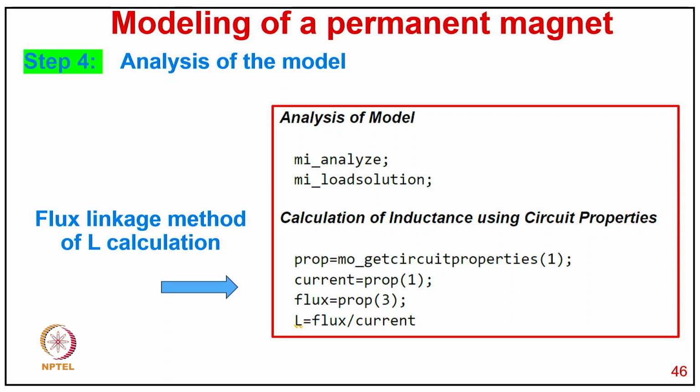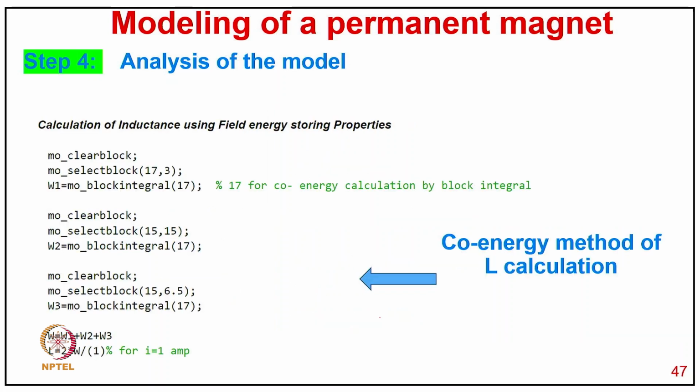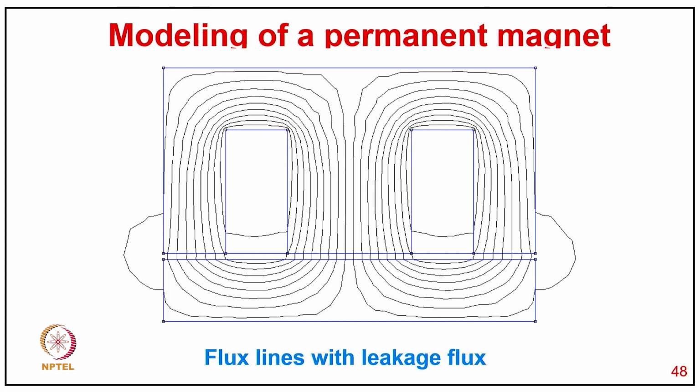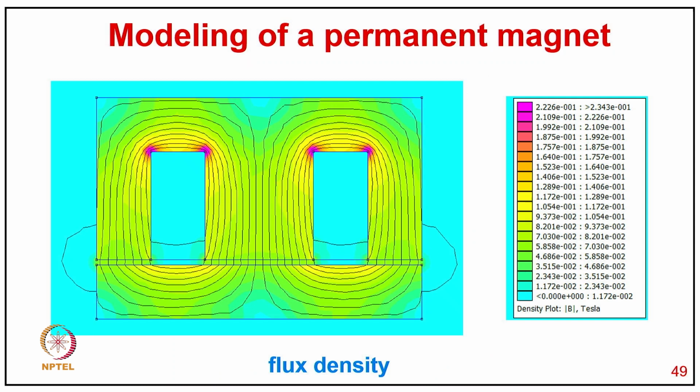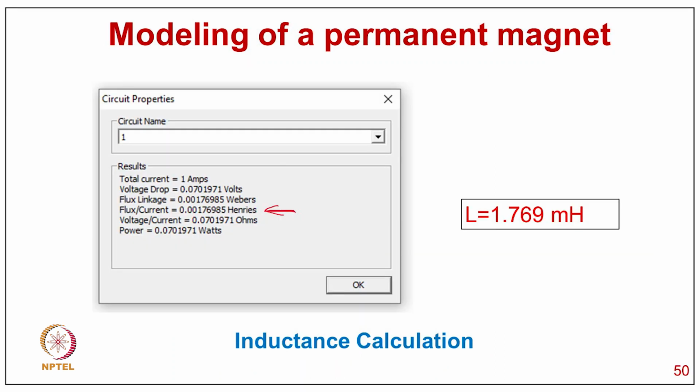Now coming to step 4, analyze the model. The flux linkage method calculation is in the code of the model, for calculation of inductance using the code. And this is the code for analysis of the model, calculating inductance using field energy storage as the co-energy method for L calculation. And these are the flux lines with the leakage flux. And this is the flux density distribution. Then inductance comes as L equal to 1.769 millihenry.